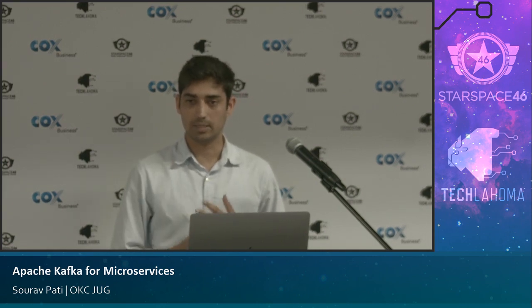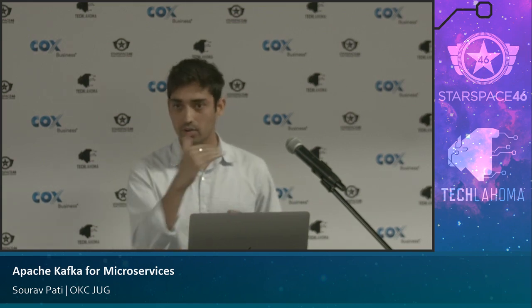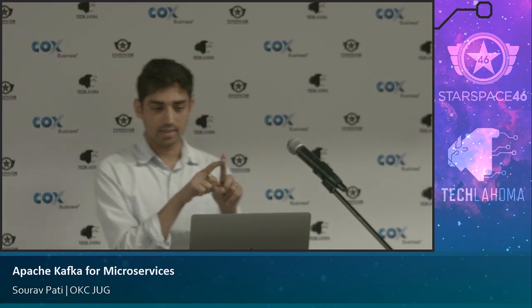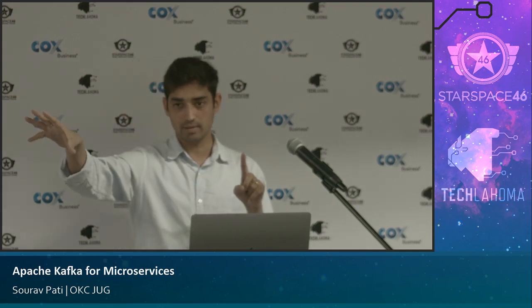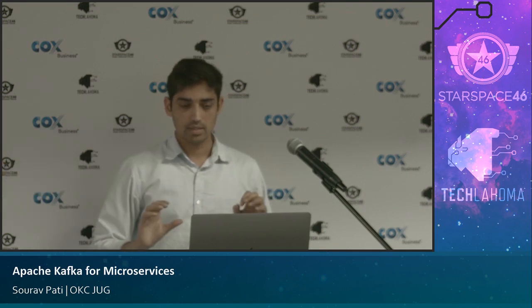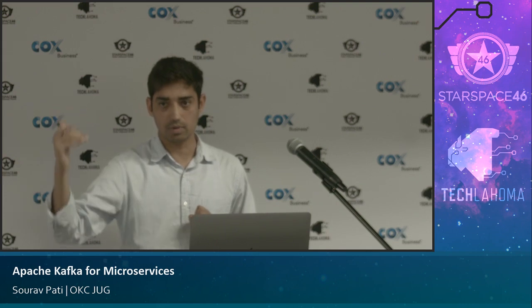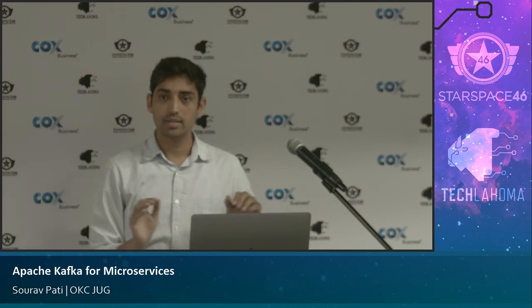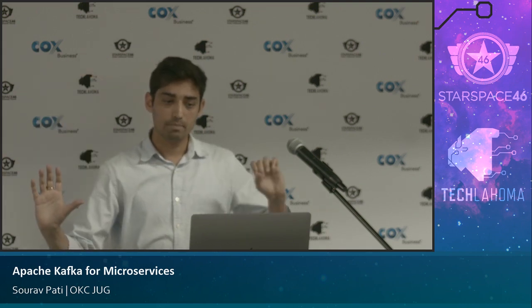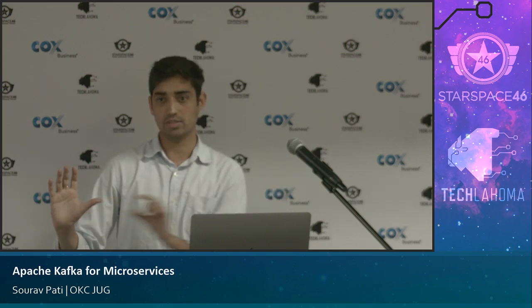Okay, so let me first check if I understood the question. You have multiple consumers consuming from the same topic, right? You have multiple partitions, and partition 1 gives data to consumer 1. Partition 2 is giving data to consumer 2, right? Now, if consumer 2 is slow, then consumer 1, both of them are in the same group, right? Consumer 2 is slow, but partition 2 is giving data to consumer 2, right?